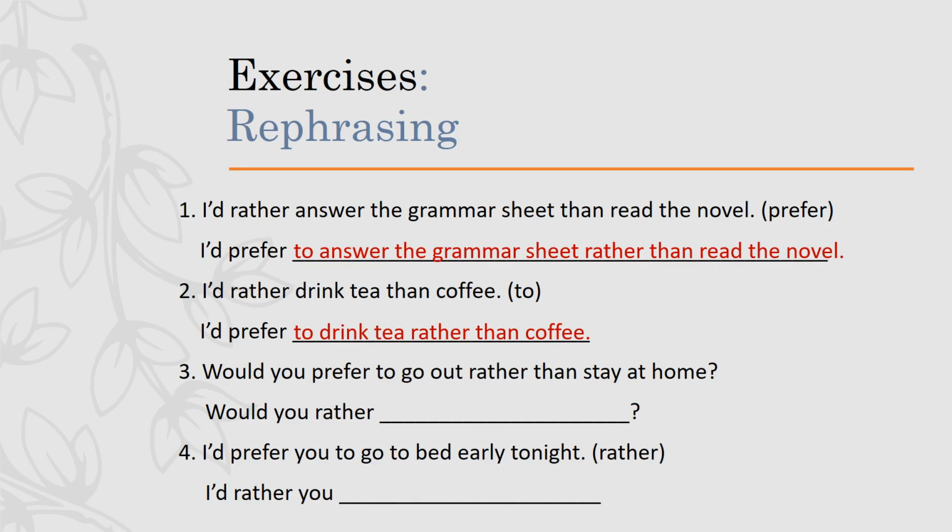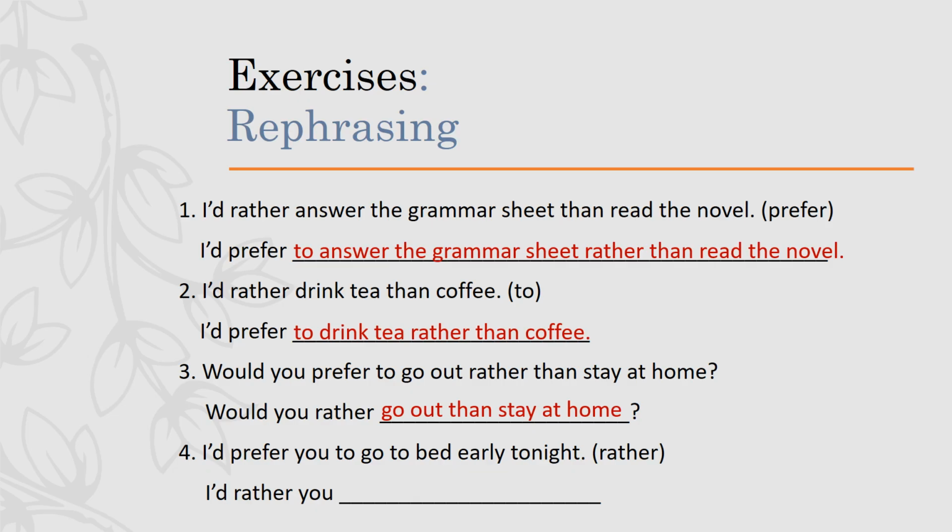Let's go to the form of questions. Would you prefer to go out rather than stay at home? If you are going to use rather, what are you going to say? Would you rather go out, bare infinitive. Would you rather go out than stay at home? Of course, I will erase the word rather because I will not repeat it twice. I put it with prefer in the question. In the answer, I said rather and then the word than alone between the two verbs.